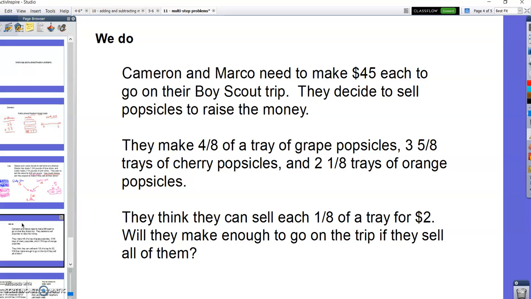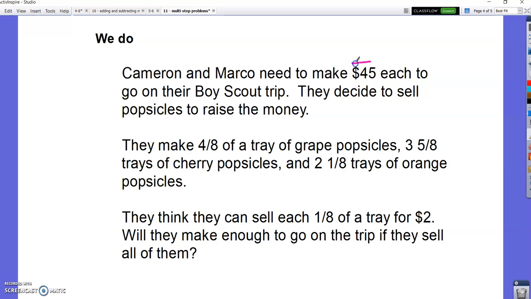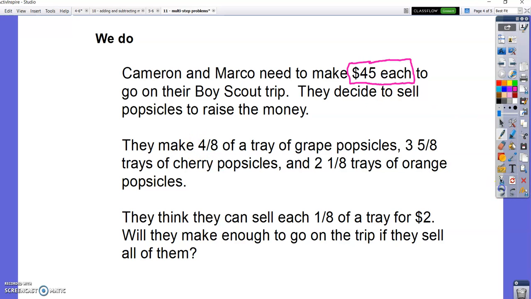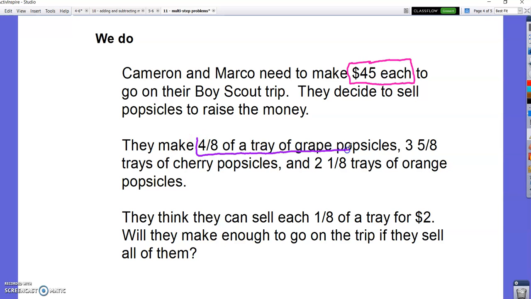Okay. So Cameron and Marco need to make $45 each to go on their trip. They decide to sell popsicles to raise the money. They make, excuse me, 4/8 of a tray of grape popsicles. I'm going to need some colors here, so I'm going to switch straight to purple for grape. 4/8 of a tray of grape popsicles.